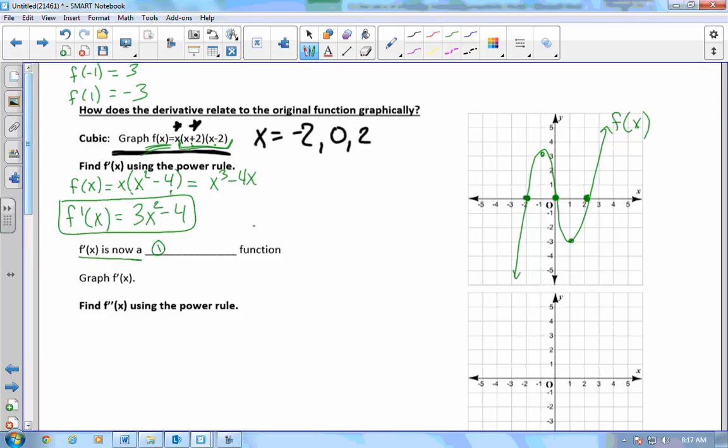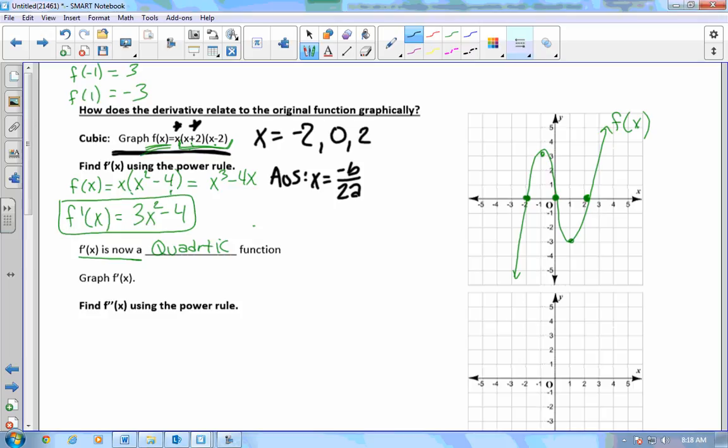Okay, so f prime of x is now what type of a function? A quadratic. So when we graph it, we should have a quadratic. Do you remember how to graph quadratics? This came up on some of your homework. The axis of symmetry goes through the vertex. How do you find the axis of symmetry of a quadratic? It's the beginning and the end of the quadratic formula. Negative b over 2a, which is nice because it goes with a quadratic.